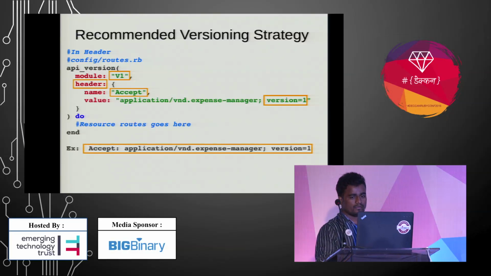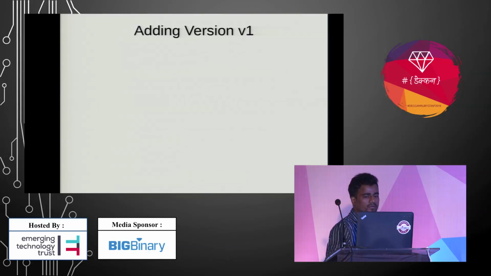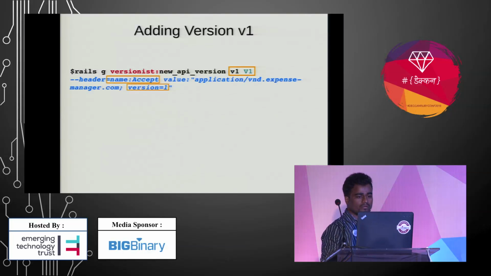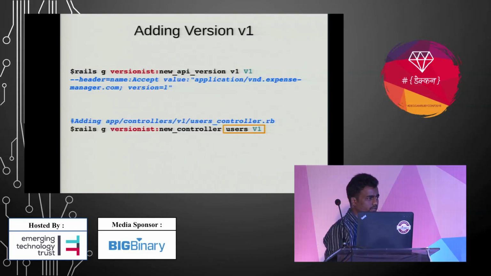So let's say we add version 1 controller and version 1 to your APIs. Versionist comes with a Rails generator command, new API version, which takes the version name and module for your versioning. And the strategy, you can see I am opting for headers by passing name and version. It also comes with a simple Rails generator command like new controller, which accepts the controller name and the module name for your version 1.